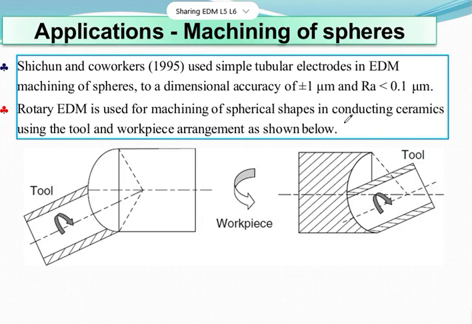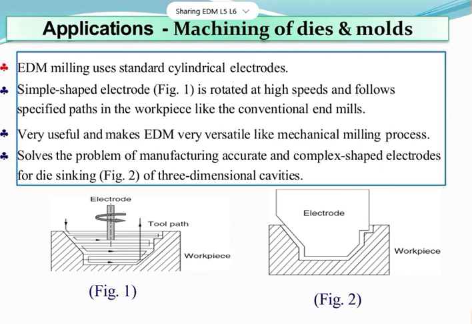Now these are the machining of shapes. You can see these are also one of the applications. Machining dies and molds. You can see how it is prepared. This is the electrode. This is the tool path. So in this way it is generated. It is very useful for making dies with EDM. Very versatile, like a mechanical milling process.